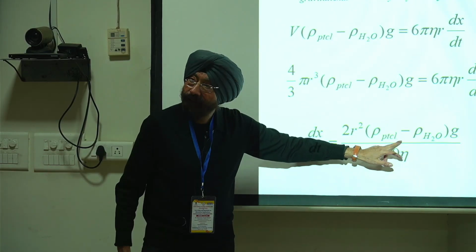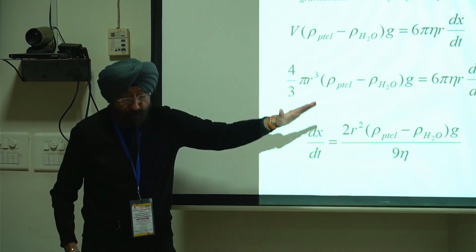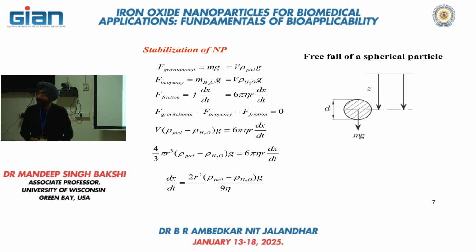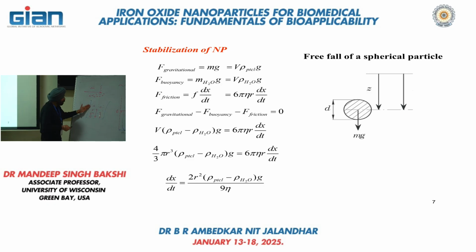Greater the density difference, greater is the displacement under the effect of the gravitational pull. Greater the radius, greater is the displacement under the gravitational pull. But what is opposing? You see the viscous drag. It means that if the medium is more viscous, it will oppose the settlement of the particle at the bottom. But where is the viscous drag? Viscosity of the water is constant.